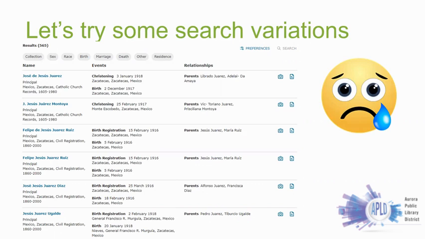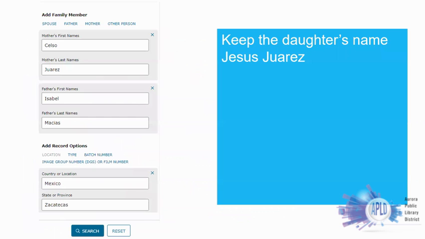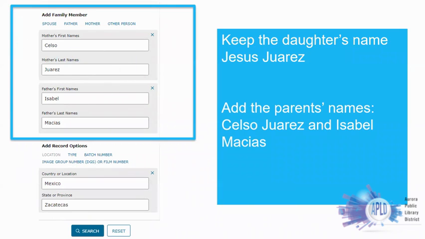Well, you can go back and try some search variations. I always have the motto that if you haven't searched three or four or five different ways, you haven't tried hard enough. So try some different variations, and let me show you one example of that. So I'm back here at the search engine, and this time I'm going to keep the daughter's name, Jesus, but I'm going to add in the names of her parents, Celso Juarez and Isabel Macias.